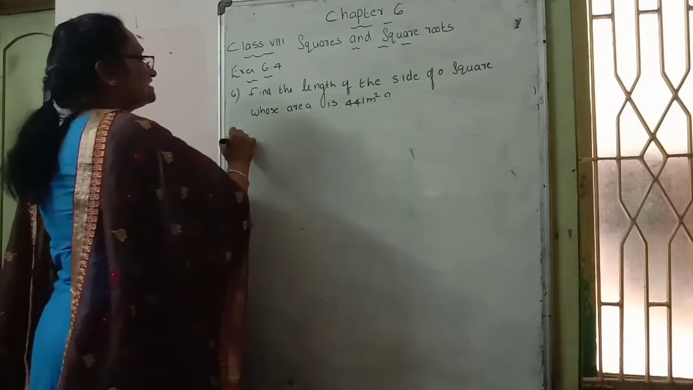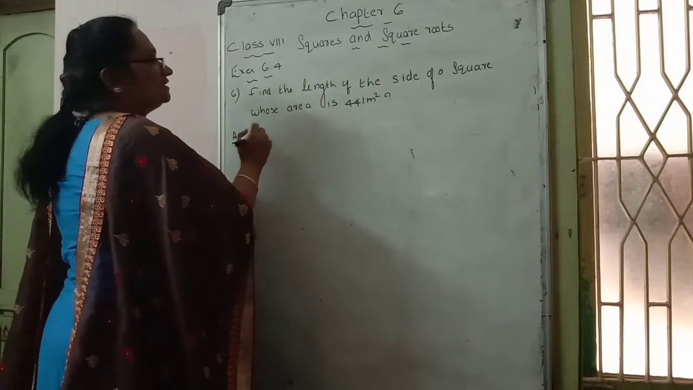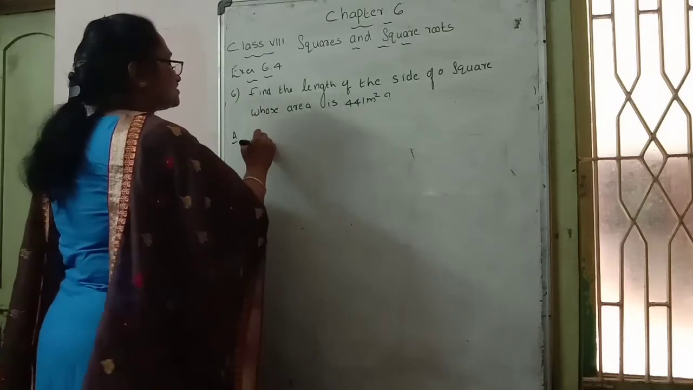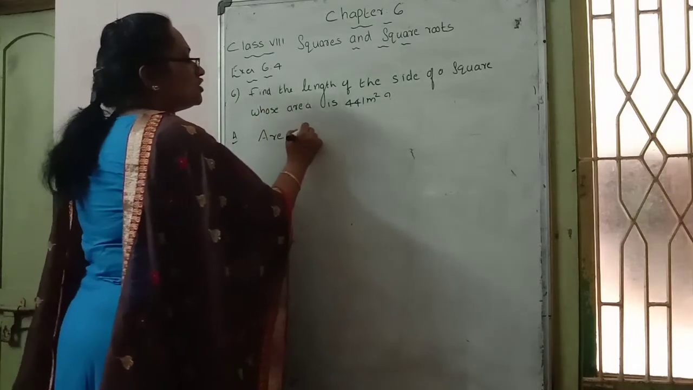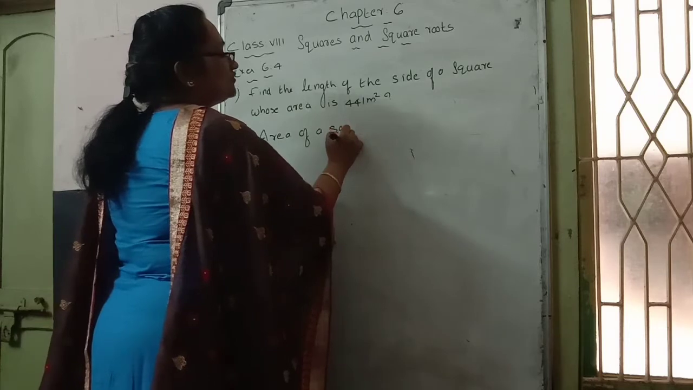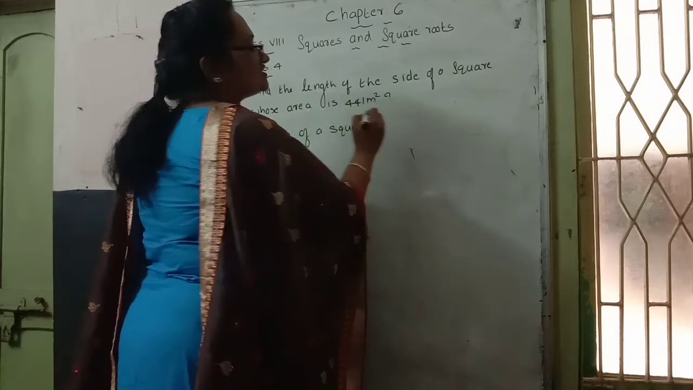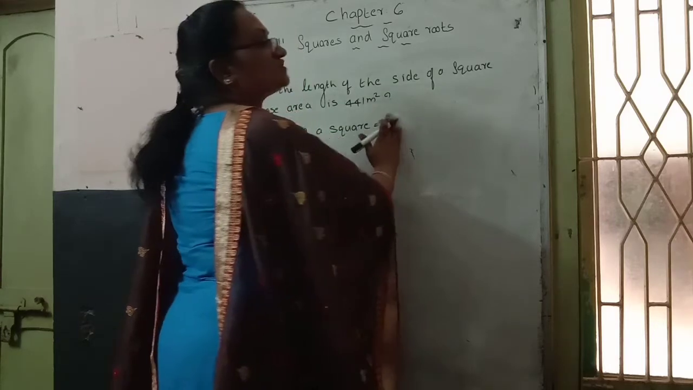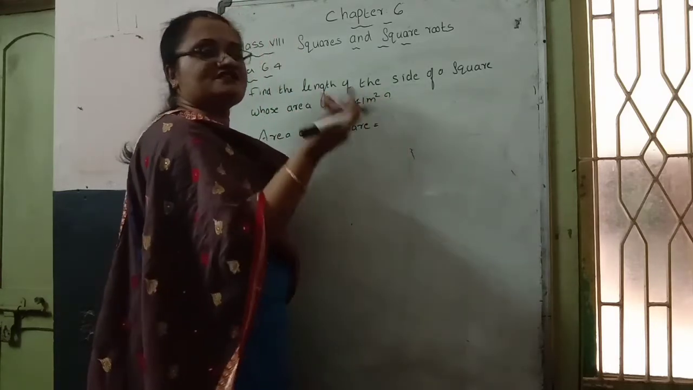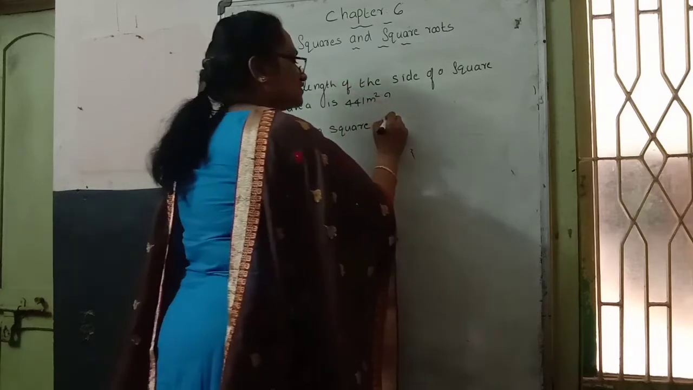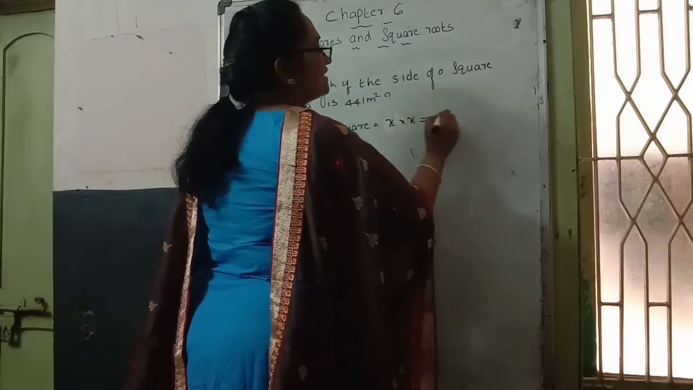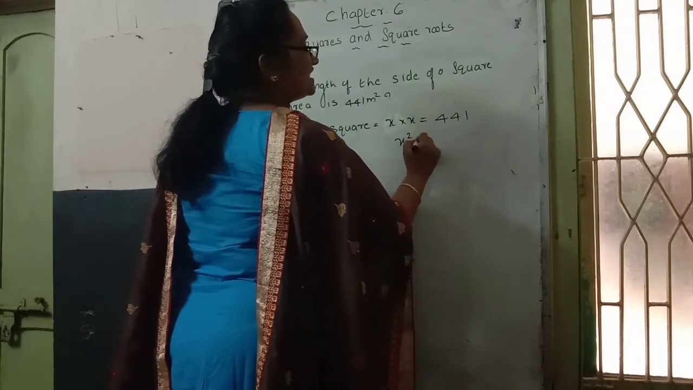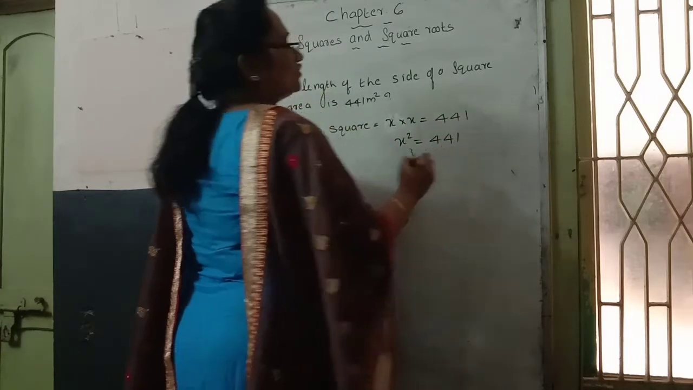So we know that the area of a square is given. That's why I started with area. What is the formula for finding the area of a square? Side into side. We can take it as an alphabet x into x, or x square. So x into x is equal to 441. X square is equal to 441.